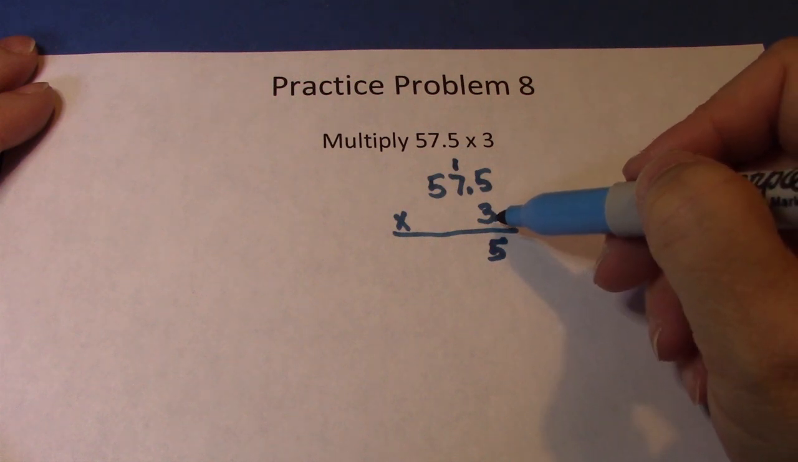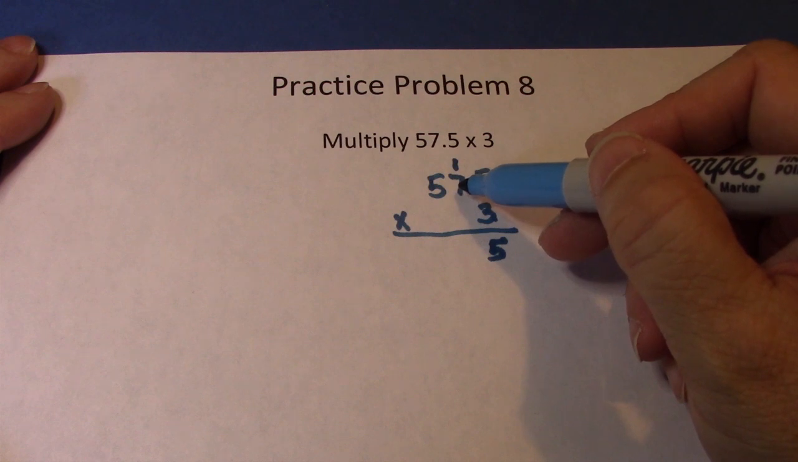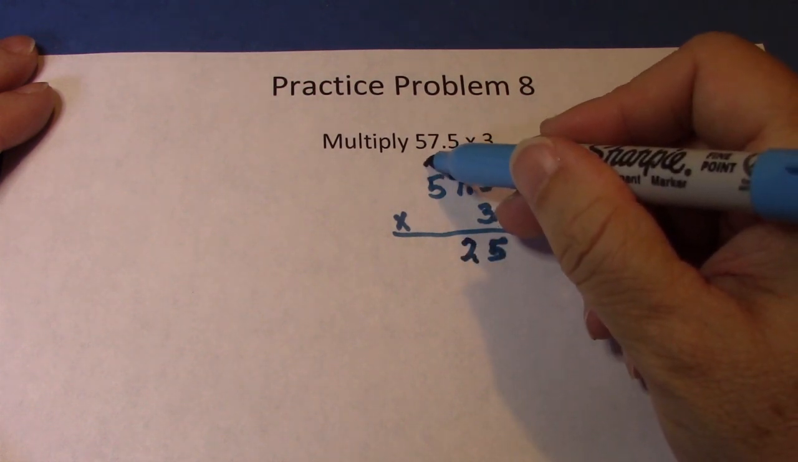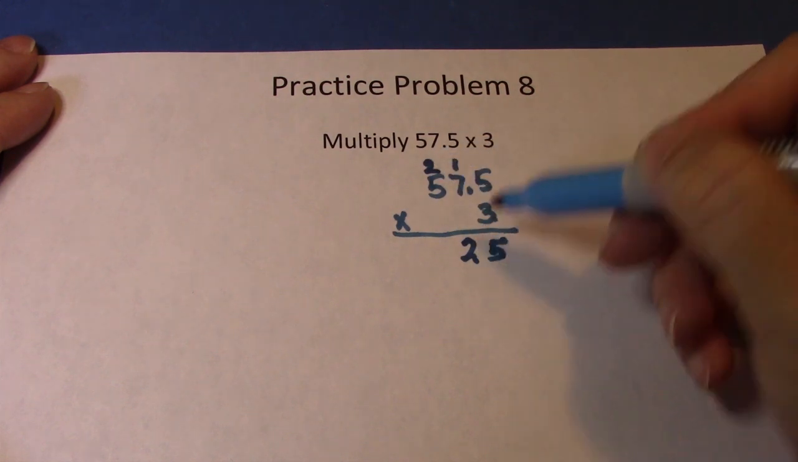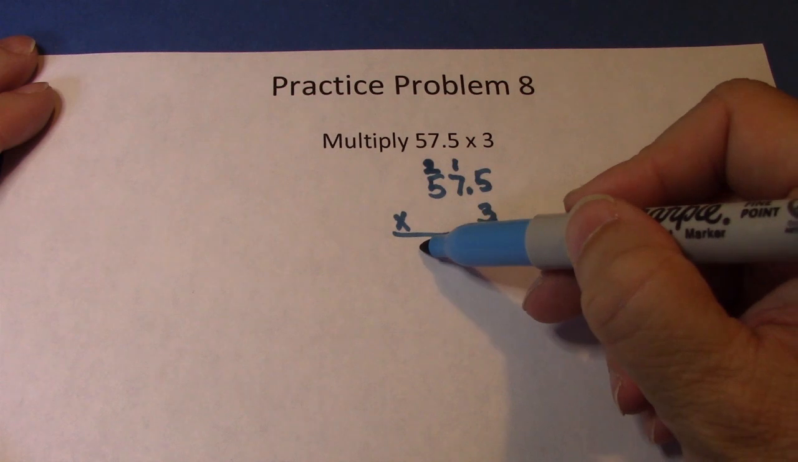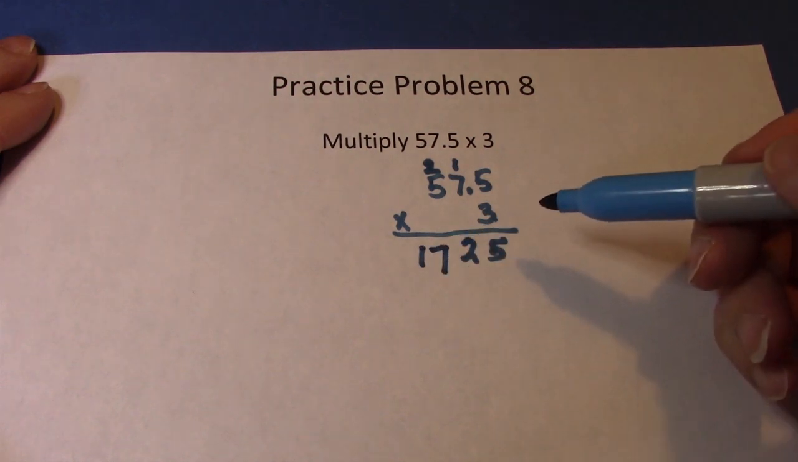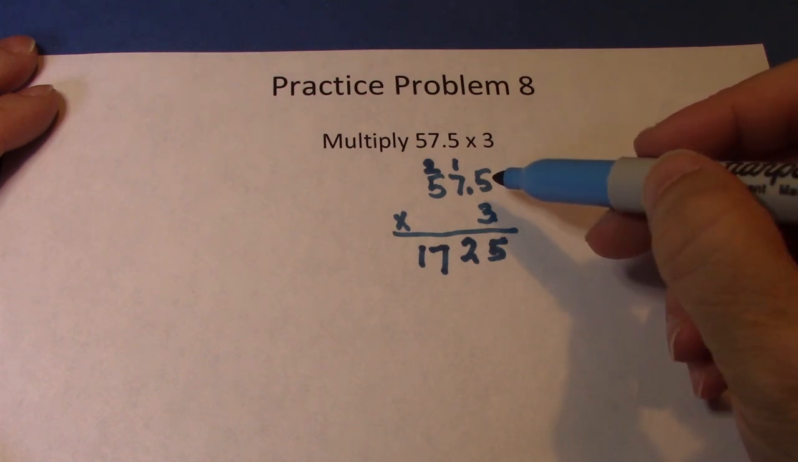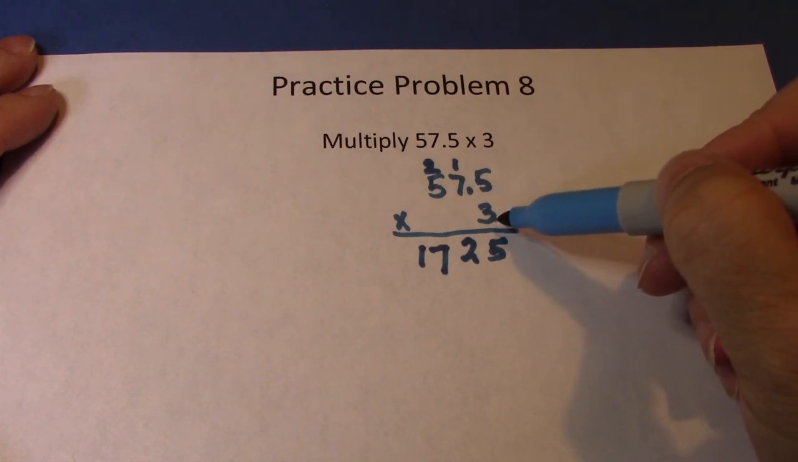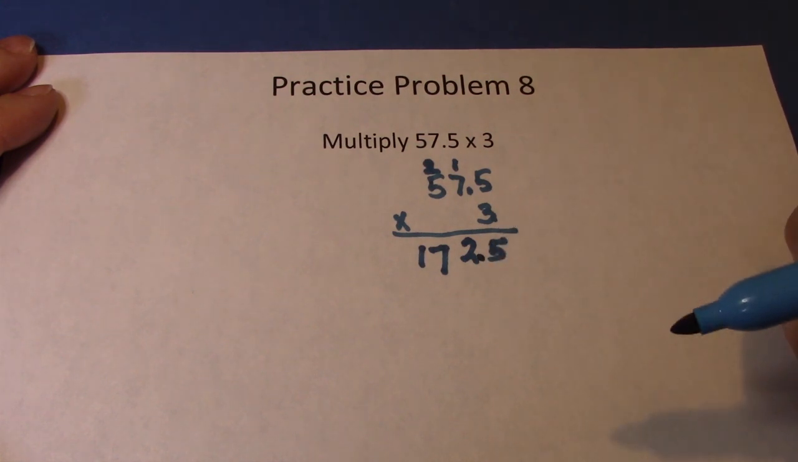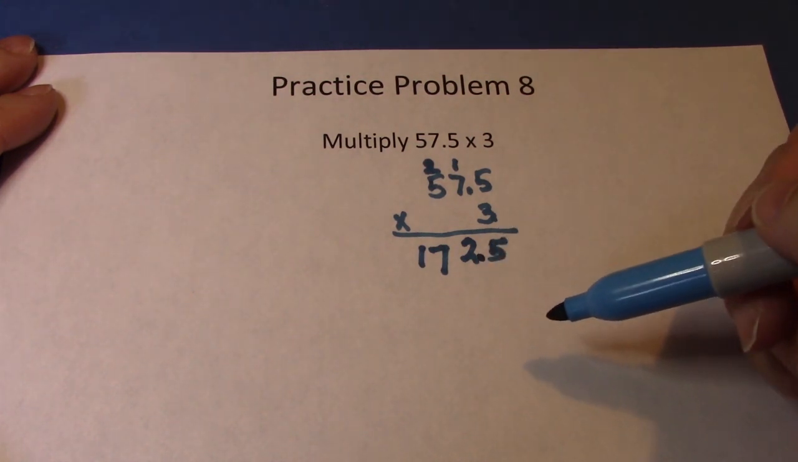of it. Now, 3 times 7, 21, and this one, 21, and another one is 22. There's the 22. 3 times 5 is 15, and 2 more, 17. Now, we're not done until we get all the decimal places we need. There's no decimal place here. There's 1 here, so our answer is going to have 1 decimal place, 172 and 5/10.